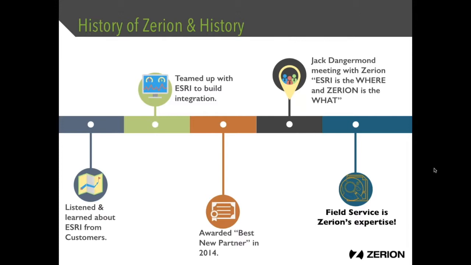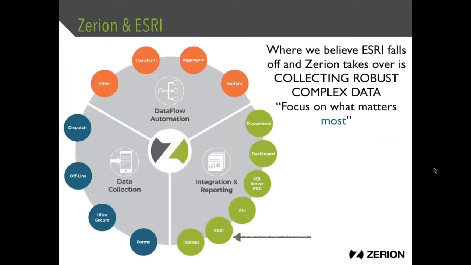It's funny, because when I joined the team, they informed me that they had a meeting with Jack Dangermond, who is the CEO of ESRI. Jack said it best: ESRI is the where, Zerion is the what. Field services is our expertise. We want to excel at mobile data collection as a whole, but also give you the ability to work with ESRI's platform and move forward from there. This is very fresh in mind, as Zerion had a presence at the ESRI UC last week or 2 weeks ago, and a lot of our customers were there.